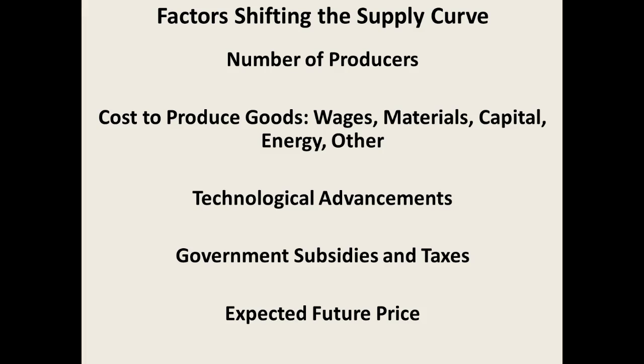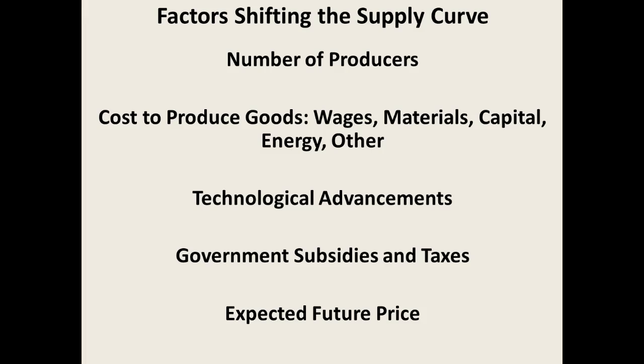What about the supply side? Well, we have factors that can shift the supply curve. First, the number of producers. Just like the number of buyers coming into a market or leaving a market, you can have a change in the number of producers coming into the market or leaving the market.